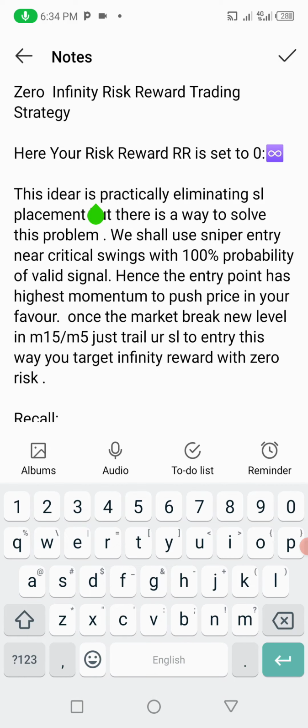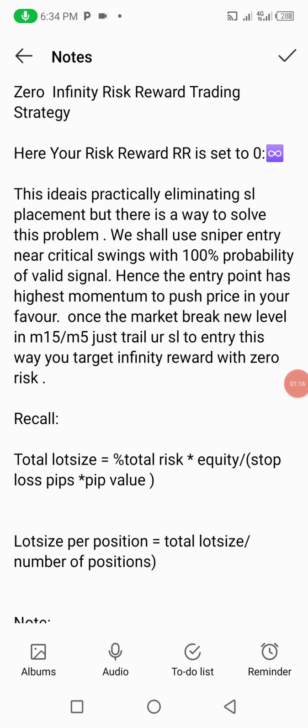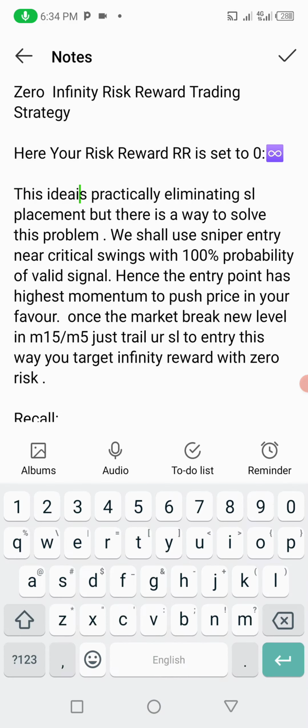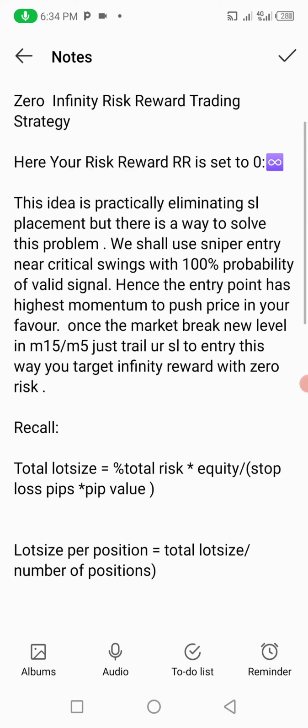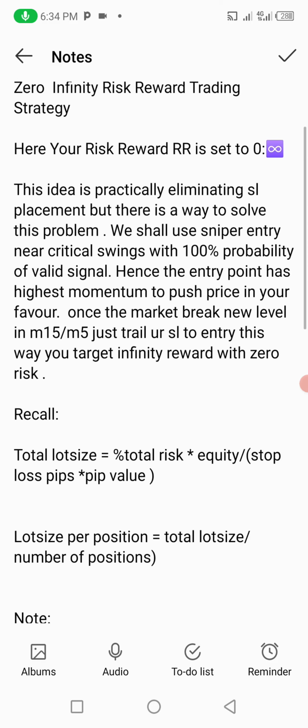It means that you idealistically lose nothing. It doesn't mean in practice you will not lose some money, like you will not have a little bit of drawdown. But this idea is designed in such a way that the stop loss pip is near 1 or 0. So I think reading through the document is the most important thing, right?